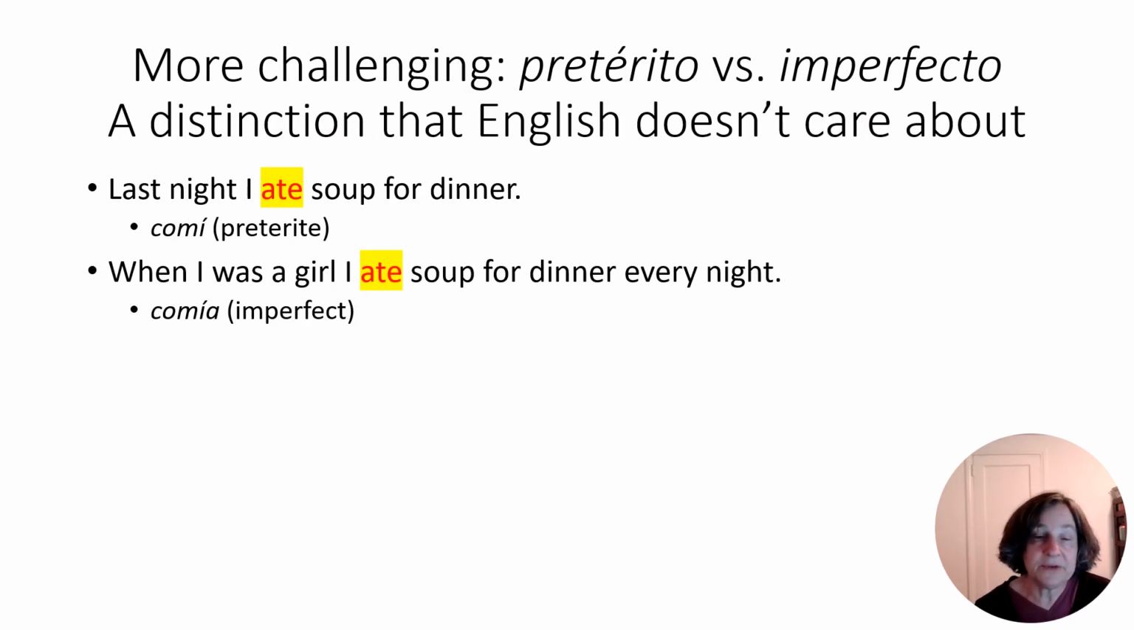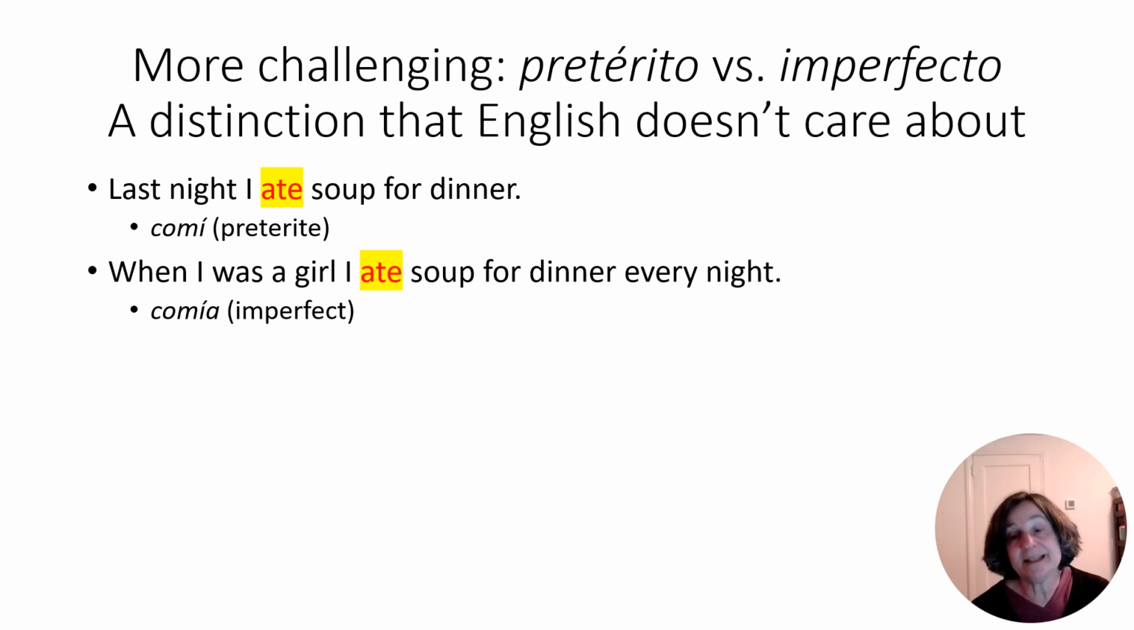The use of the other two past tenses that you'll learn, the pretérito and imperfecto, is considerably more difficult because Spanish speakers make a distinction that English doesn't care about. In English, if you say last night I ate soup for dinner, or when I was a girl I ate soup for dinner every night, you can just say ate and ate. It's the same verb form.